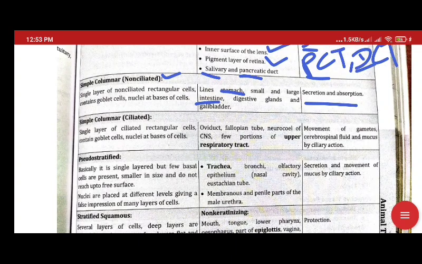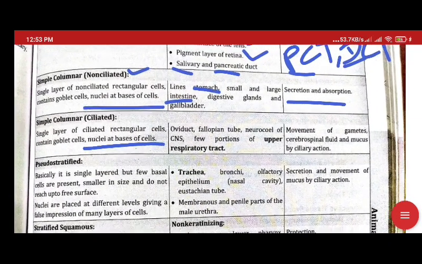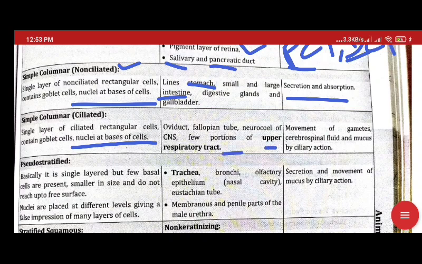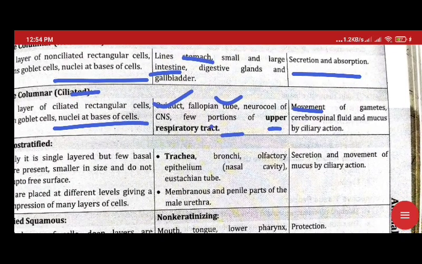In columnar the nucleus is at the base. Here also the nucleus is at the base, while in the other type it is at the center. This ciliated type is found in the upper respiratory tract, ovaries, oviduct, fallopian tube and CNS, and its function is movement, of gametes and of cerebrospinal fluid.